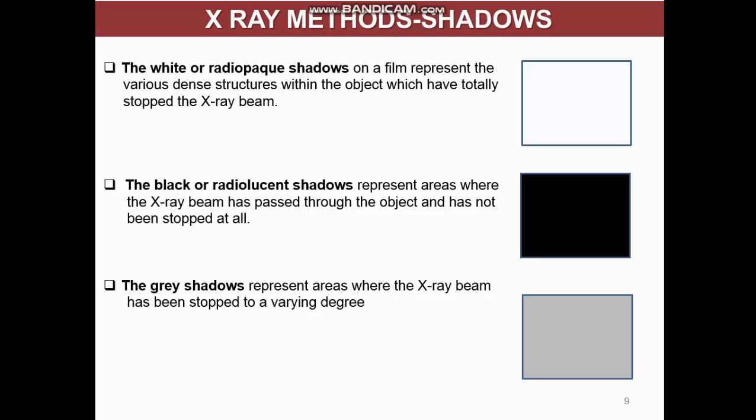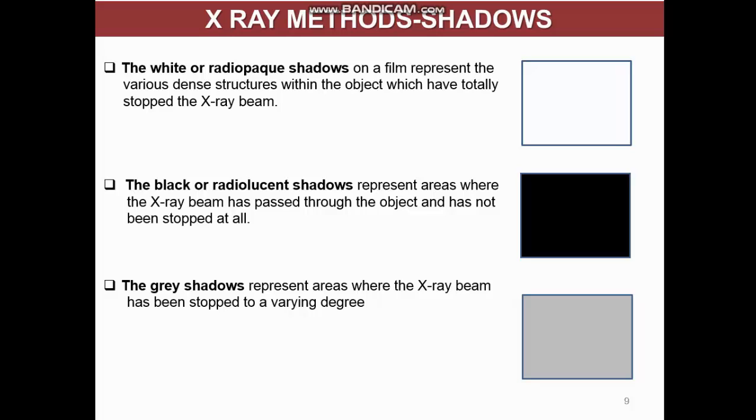As you know, the image is produced by X-rays passing through an object and interacting with the photographic emulsion on a film. This interaction results in blackening of the film. The extent to which the emulsion is blackened depends on the number of X-rays reaching the film, which in turn depends on the density of the object.